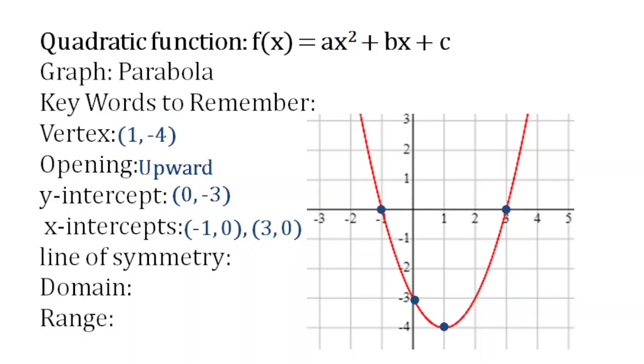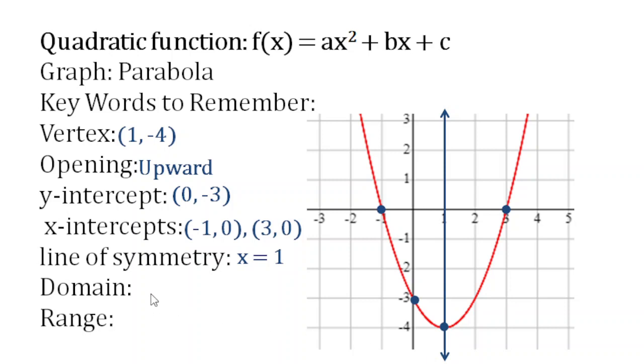Now, the line of symmetry. The line of symmetry is the line that divides our graph into 2 congruent parts. So this one, this is our line. X equals 1. Notice here that this part on the right of the line is symmetrical to this part on the left side of the line. Symmetrical about the line x equals 1.